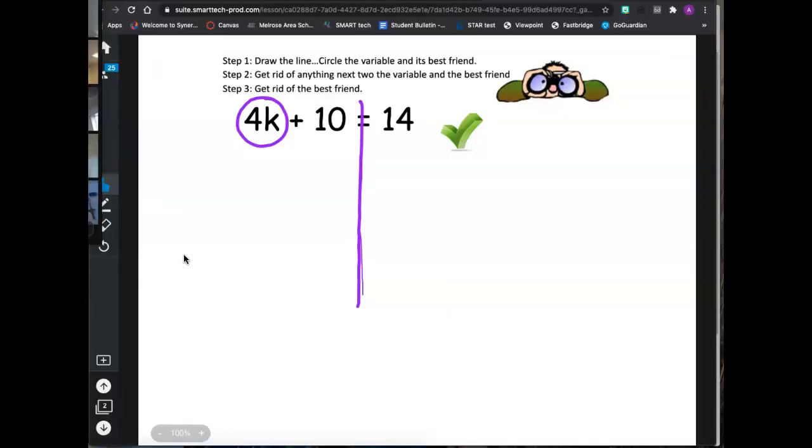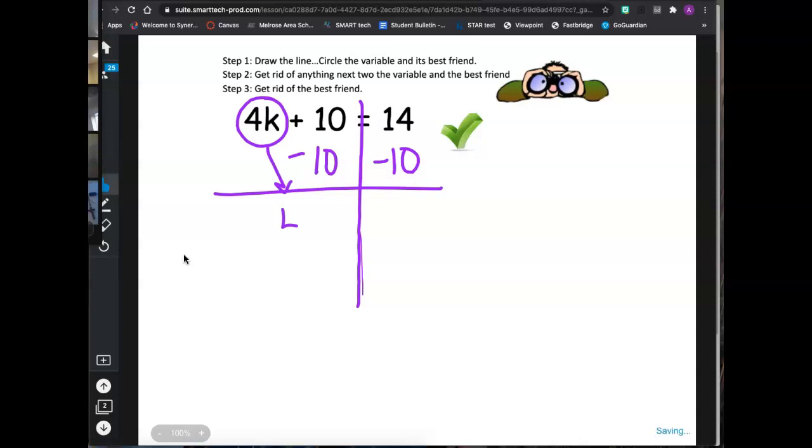Okay, so then we're going to get rid of the plus 10. We got to get rid of the other piece. How do I get rid of a plus 10? What's the opposite of plus? Right? Minus 10. So we're going to put minus 10 on each side and draw a line underneath it. So your notebook should look just like mine right now. Okay, the variable and its best friend are still there. We're going to bring that down. So we have 4k. The 10 and the minus 10 cross out. 14 minus 10 is 4.